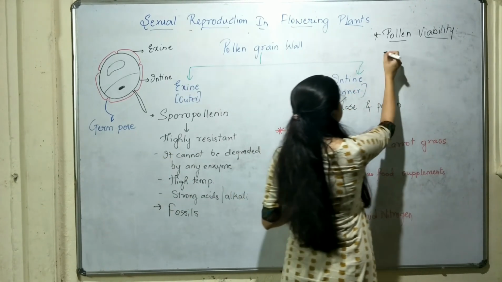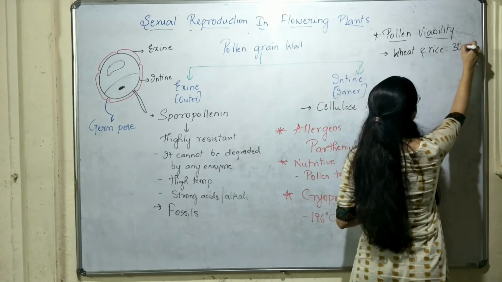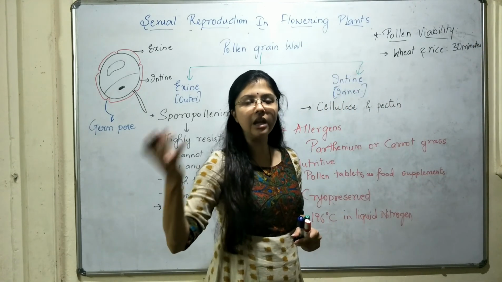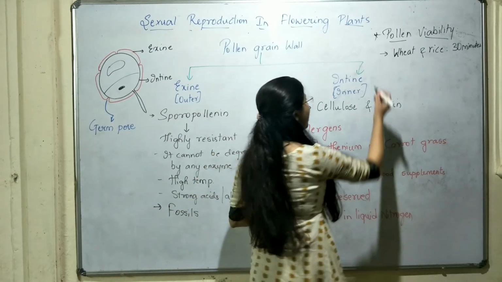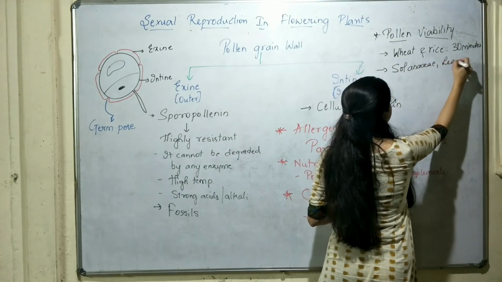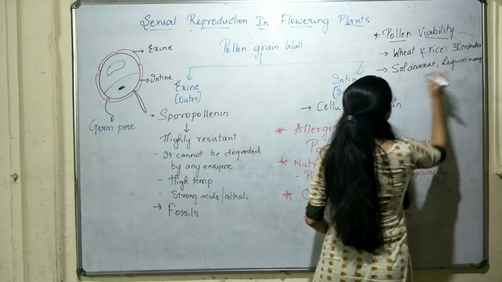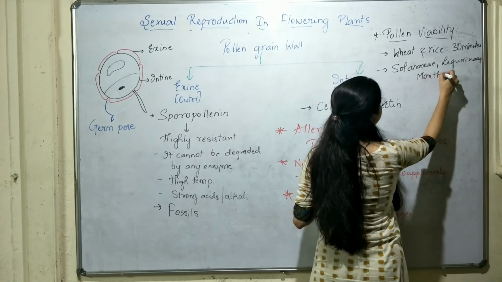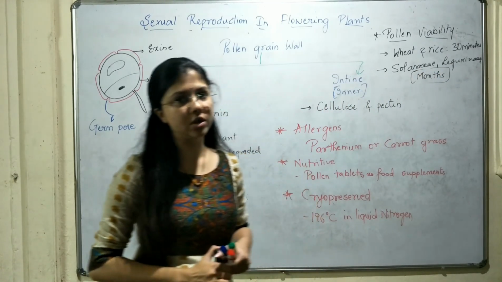For example, the viability of the pollens of wheat and rice is somewhere around 30 minutes. So within 30 minutes of dehiscence of the anther and carrying it by wind or whatever is the agent, the pollen should land on the stigma. Other families like Solanaceae and Leguminosae, the pollen grains of these families have a viability of certain months. It depends upon the type of the flower and the type of the species belonging to this family.